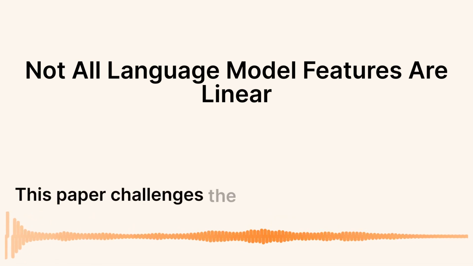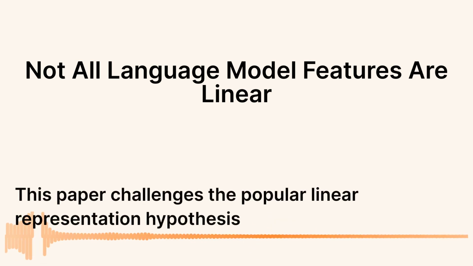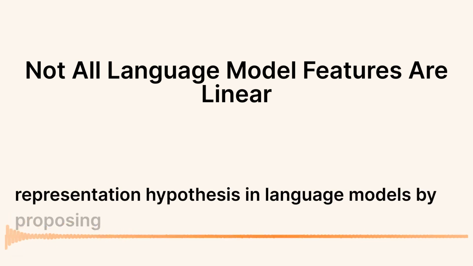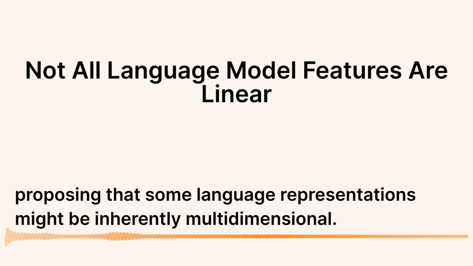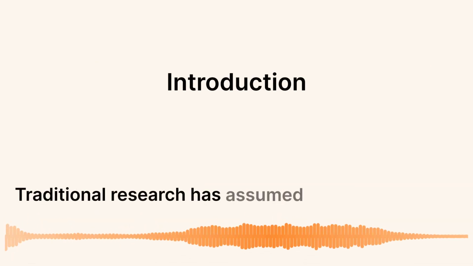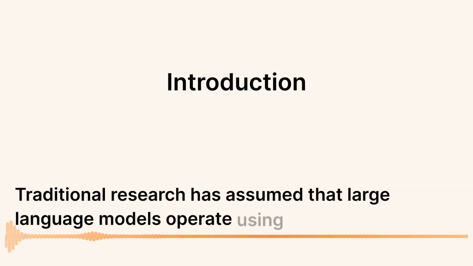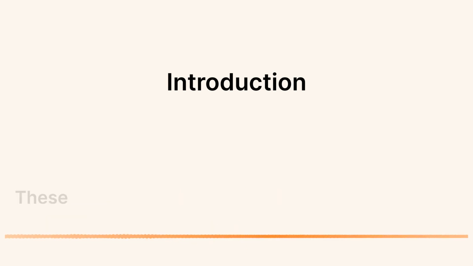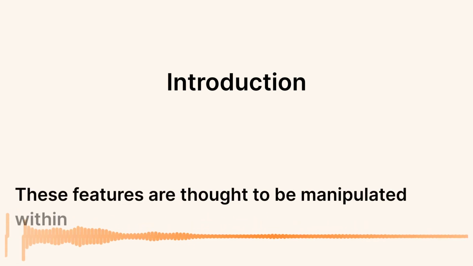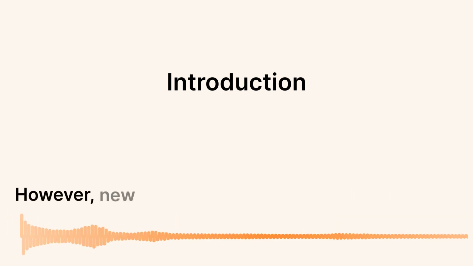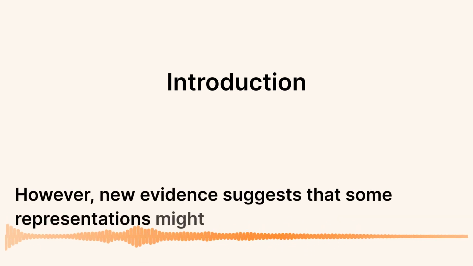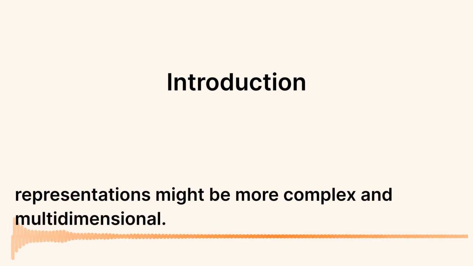This paper challenges the popular linear representation hypothesis in language models by proposing that some language representations might be inherently multidimensional. Traditional research has assumed that large language models operate using one-dimensional features. These features are thought to be manipulated within the model to perform computations. However, new evidence suggests that some representations might be more complex and multidimensional.